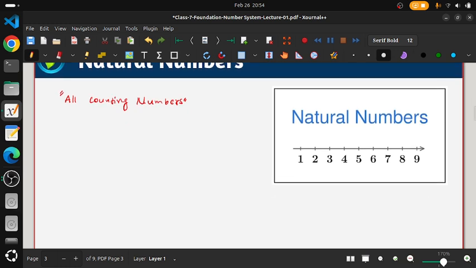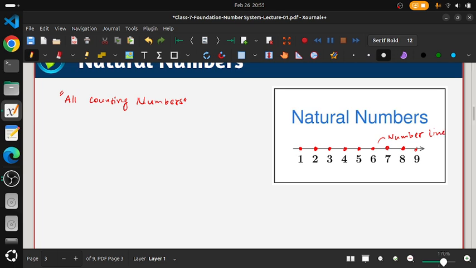Here we are denoting the natural numbers on a number line. The first number is 1, and at equal spacing there is another number 2, and again at equal spacing another number 3, then 4, then 5, then 6. The numbers are increasing one by one, and all the gaps are equal. This line is what we call a number line.